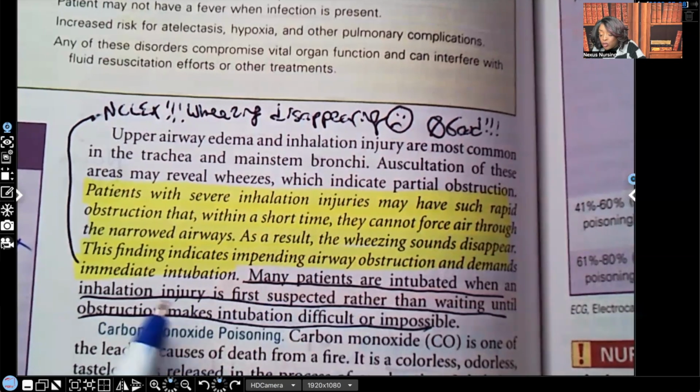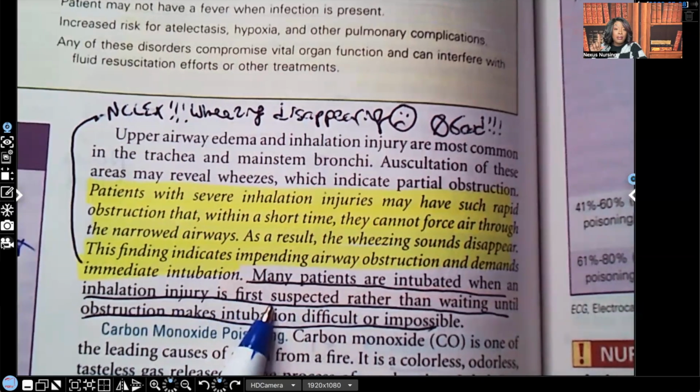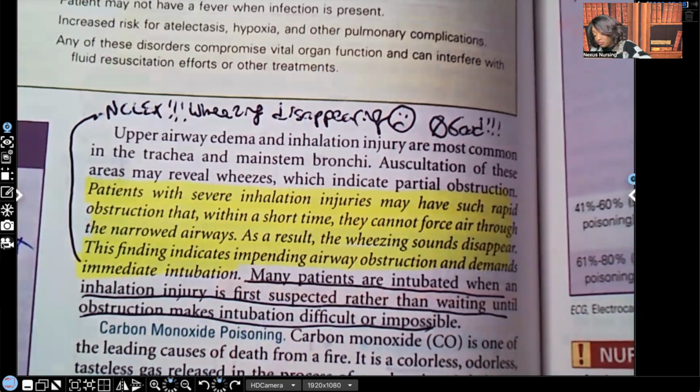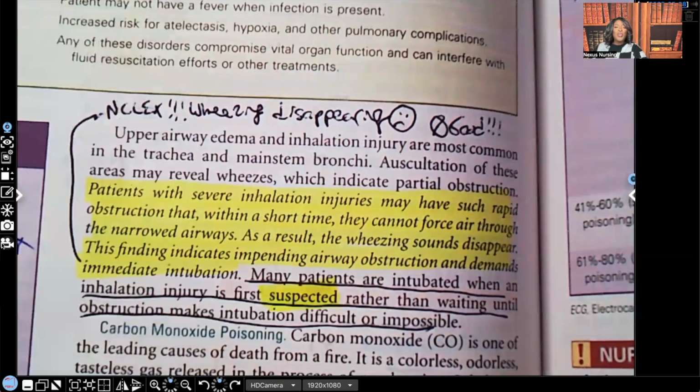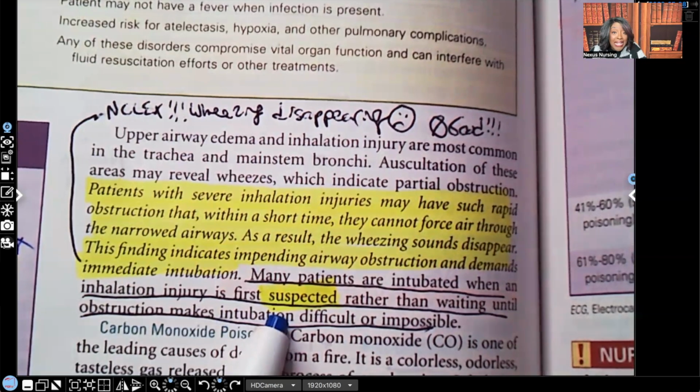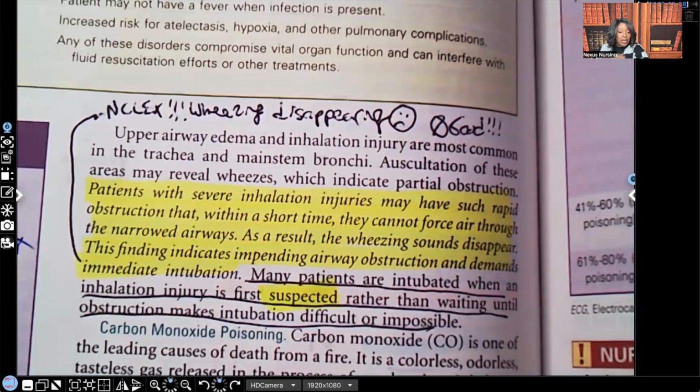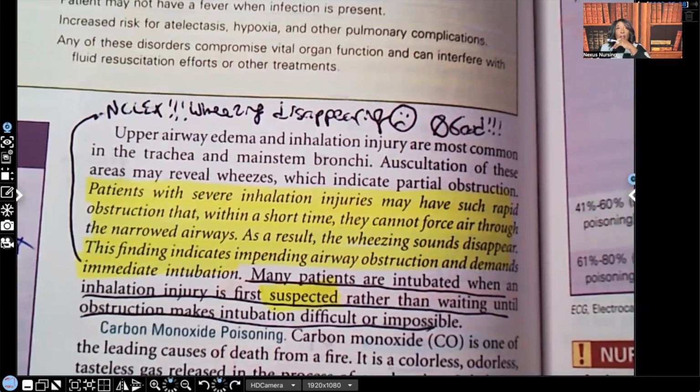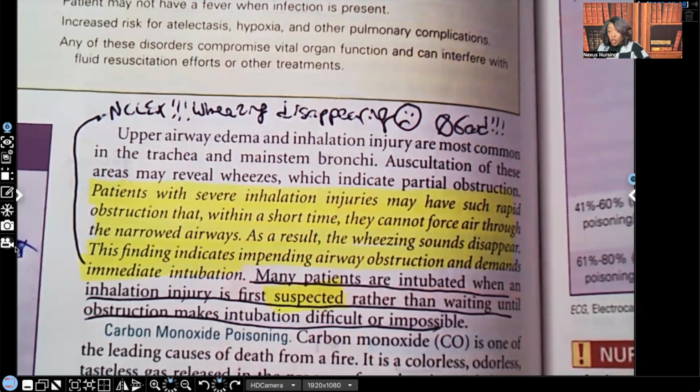Many patients are intubated when an inhalation injury is first, look at this, suspected. All we have to do is suspect that you breathed in those noxious agents, and we're going to go ahead and intubate you. We're not taking any chances. Many patients are intubated when inhalation injury is first suspected rather than waiting until the obstruction takes place. That is how emergent this is if a patient has breathed in those noxious agents. Okay, that airway obstruction can happen very fast and the patient can die. You don't want that to happen on your watch.